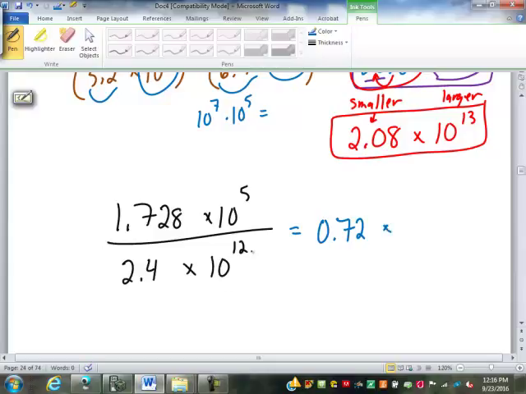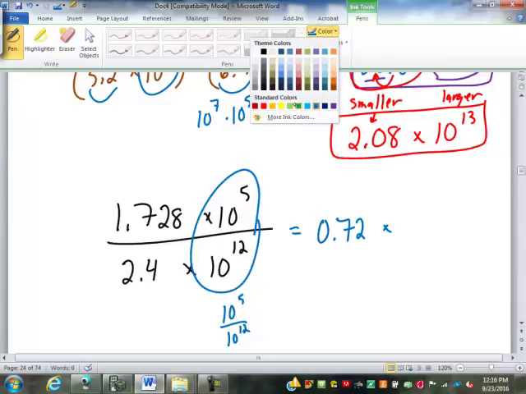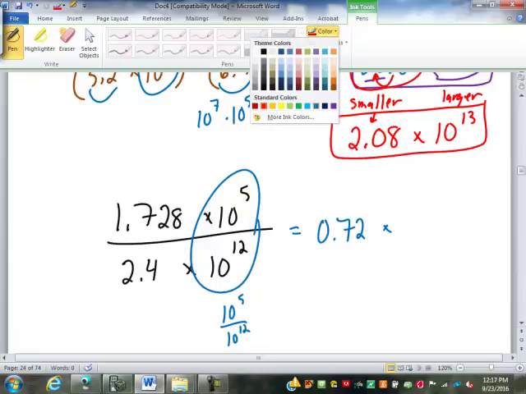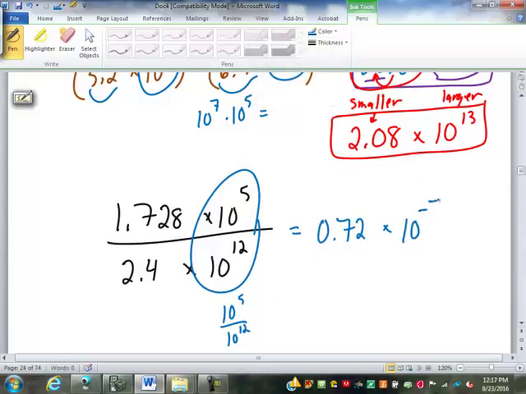But I'm also going to divide the names. What's 10 to the 5th divided by 10 to the 12th? When I divide exponents with the same base, what do I do to the powers? Subtract. So 5 minus 12 is -7. That's 10 to the -7th.